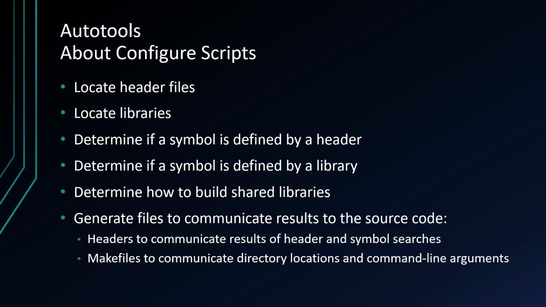One of these is typically a header file that holds the result of queries into the system in the form of preprocessor symbols that are either defined or they're undefined. So they indicate the presence or absence of something. And then source code can include that header file and make a choice based on which preprocessor symbols are defined. And there's generally also a makefile that is generated so that the necessary command line arguments, directory locations, and so on can be substituted into build recipes for compiling the source code.